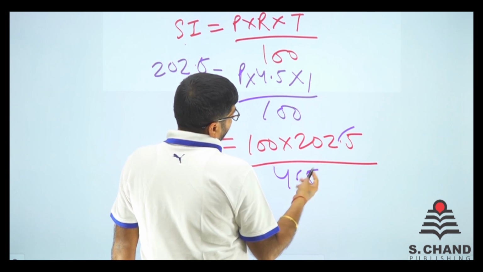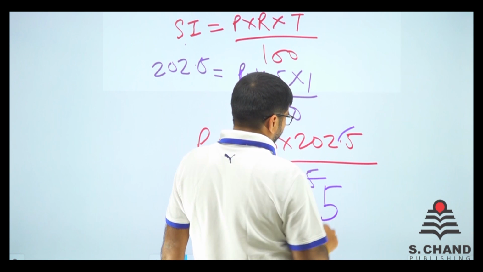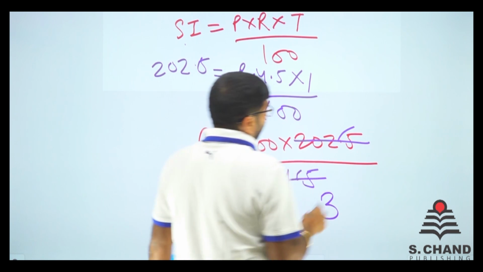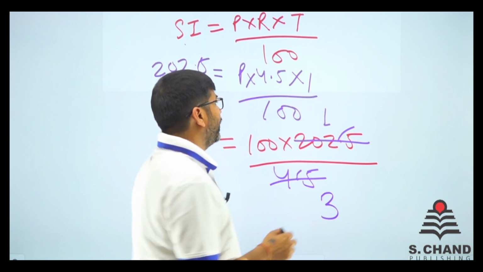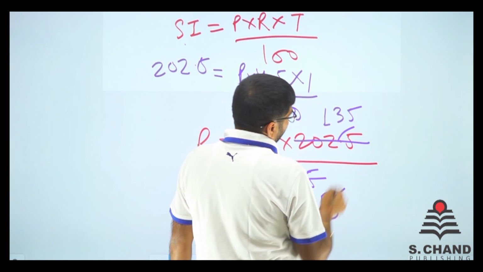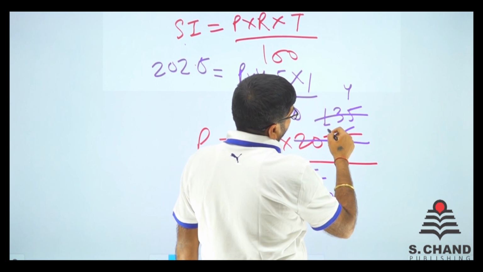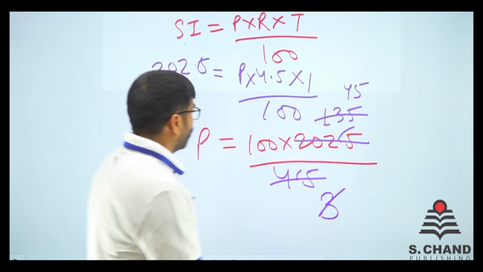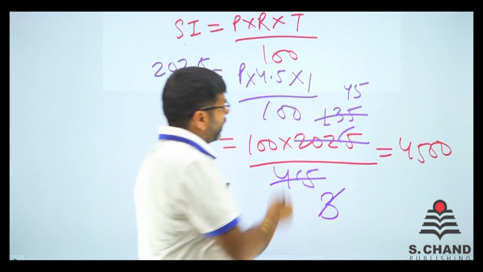Now 45. Let's divide by 15 first. So we get 3 here. And 15, 20 is like ones. We get 3 times 45. We got 75. So it's 5 times. Now 135 by 3. So we get 3 into 4, that is 12. So 15 is like 5 times 45. So principal is 4500. This 45 and it is 4500.